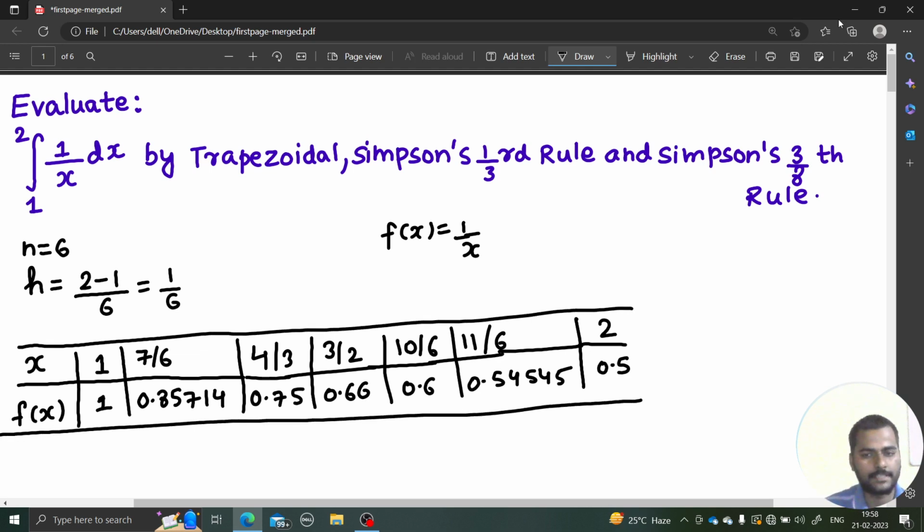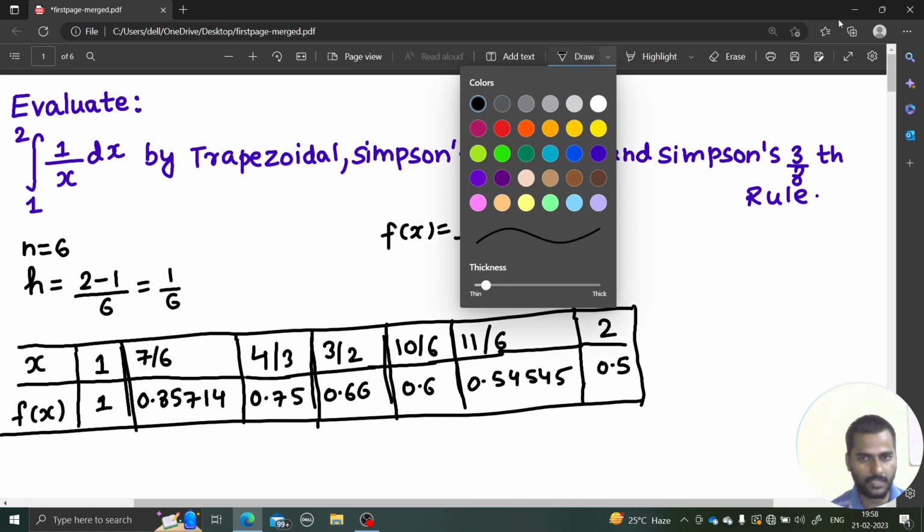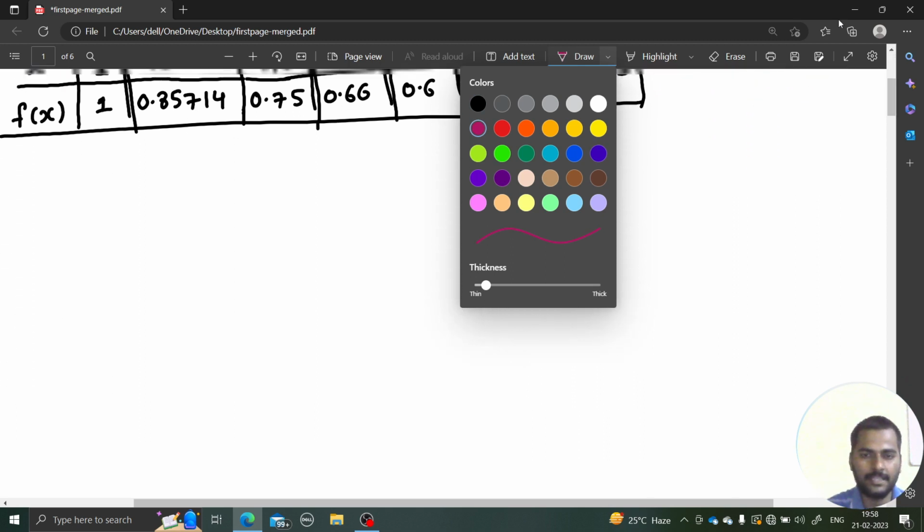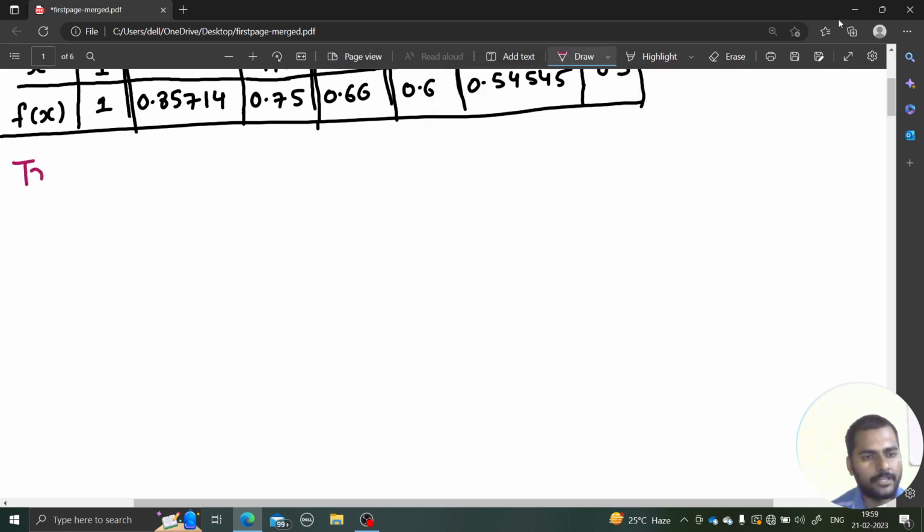And now let's use the three different methods. There is one Weddle's rule also. We will discuss it separately, but currently we need to focus on these three rules, which are trapezoidal, Simpson's 1/3, and Simpson's 3/8 rule. So moving on, now let's move to the trapezoidal rule.